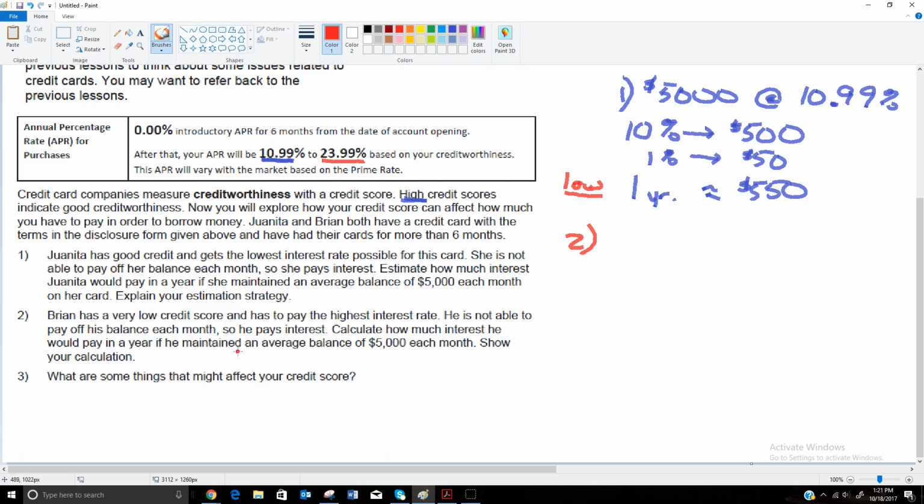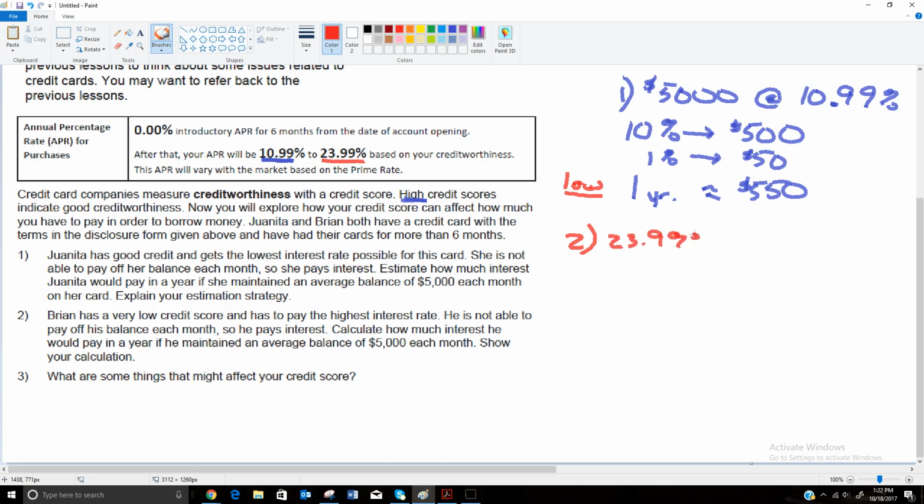He's not able to pay his balance each month, so he pays interest. Again, calculate how much interest he would pay in a year if he maintained an average balance of $5,000. Now on this one, it didn't actually ask us to estimate it. It actually asked us to calculate it, because 23.99 is a little harder to estimate than 11%. So 24% is a little harder than 11%. But still, at the same time, let's estimate it.